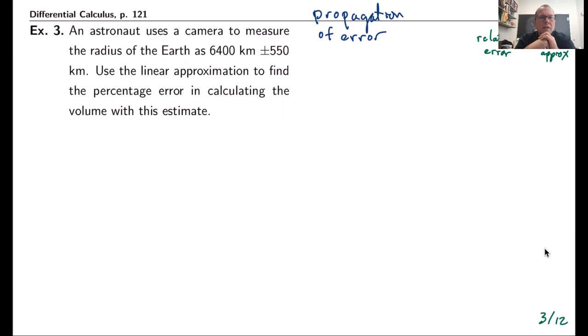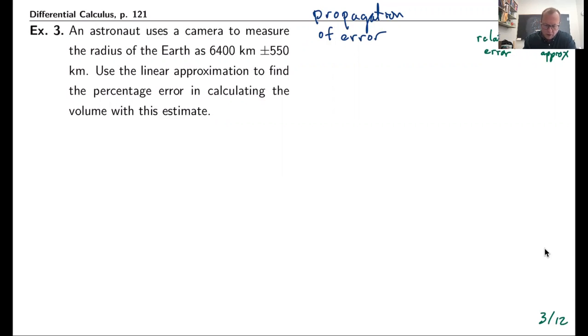Okay. So if you take a look here, notice that we've got this radius of the Earth being measured at 6,400 kilometers, but plus or minus 550. That means that the error could be anywhere from, being zero error, perfect, to an undermeasure or an overmeasure of as much as 550 kilometers. How they got those, I don't really know.